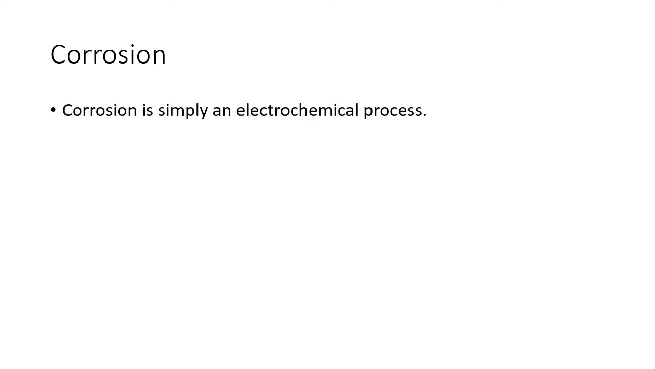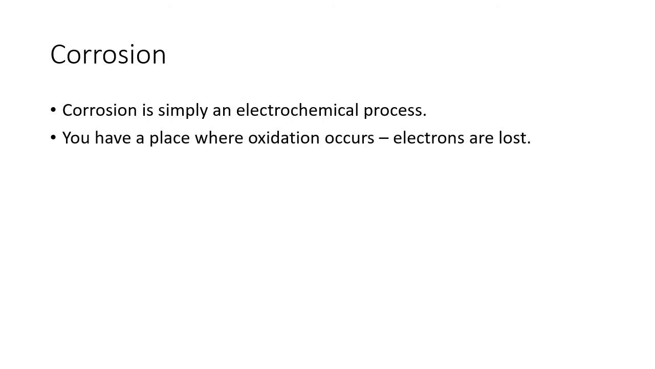Okay, so let's look at this corrosion process. Now, corrosion needs to be seen as an extension of the redox topic. It's not a separate topic. First and foremost, we need to remember that corrosion is simply an electrochemical process, the same as all of the other electrochemical processes that you've looked at in this topic. You've looked at galvanic cells, spontaneous redox, displacement reactions, a whole different range of redox processes, and corrosion is just another one of those.